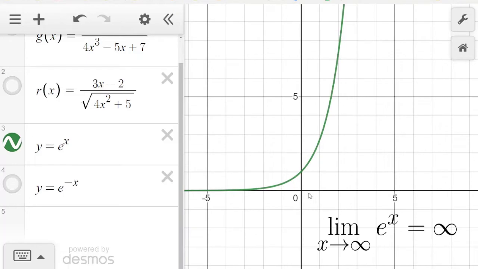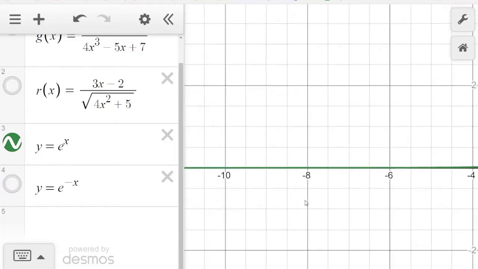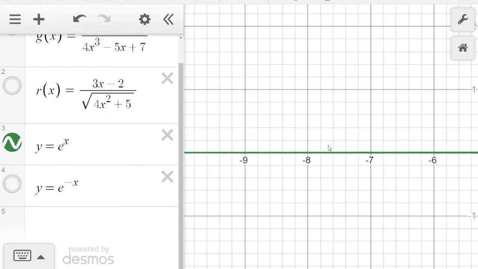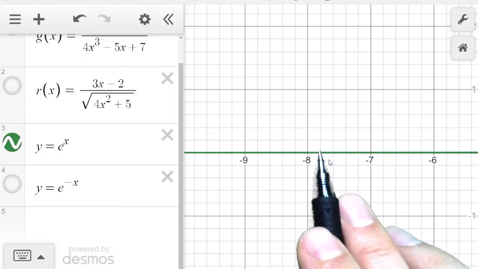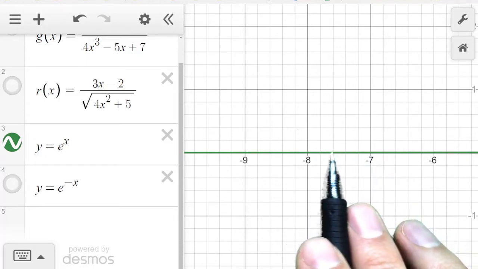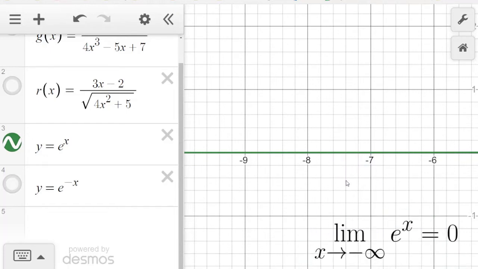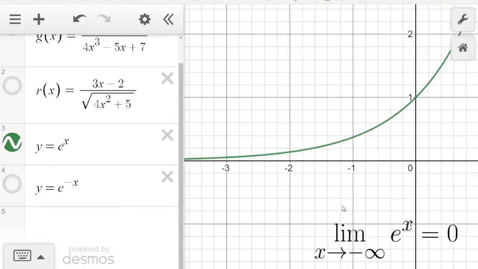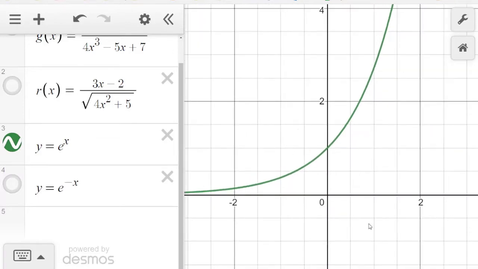Now, what about the limit as x goes to negative infinity? As I go off to the left, this graph descends down to 0. Now, it never actually reaches 0, even though it looks like it's already there, but it's really ever so slightly above 0. This will always be a positive quantity, but yes, in the limit, it approaches 0. So the limit as x approaches negative infinity of e to the x is 0. And so we have that important behavior to keep in mind for an exponential function.